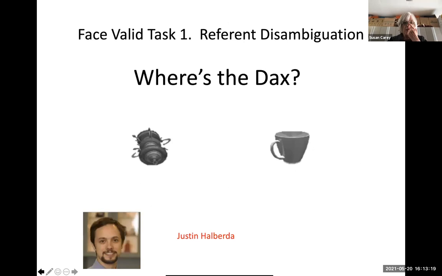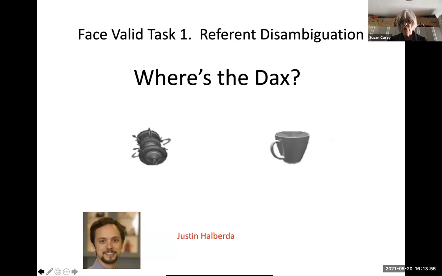Okay, so here is a face valid task that's taken in the literature to reflect the disjunctive syllogism, namely referent disambiguation. So I've shown you these two things, and I ask you, where's the DAX? Which is the DAX? Point to the DAX. Babies robustly, starting about 17 months of age, look at whatever that thing is, not the cup, okay? And this on its face seems to be working through a disjunctive syllogism.